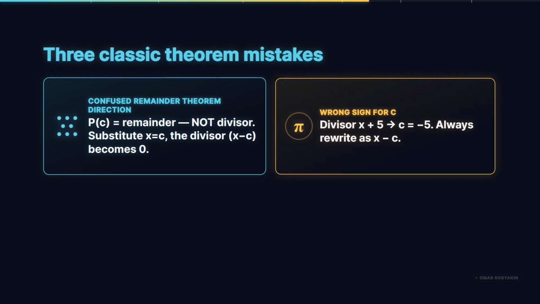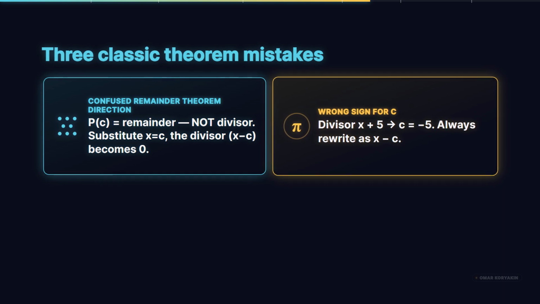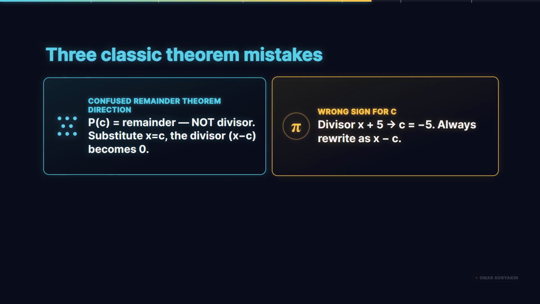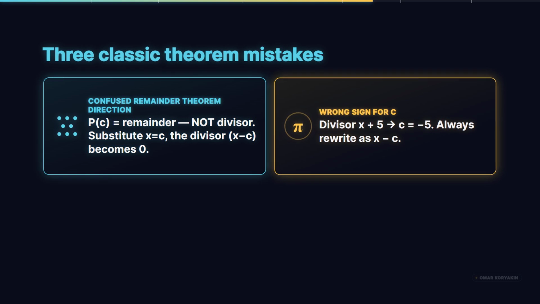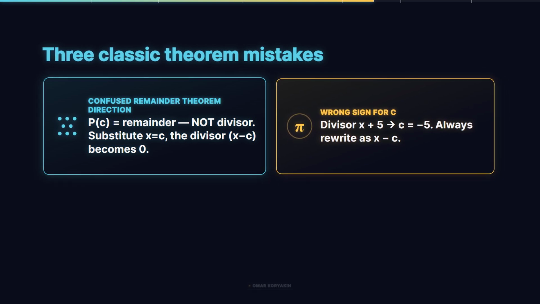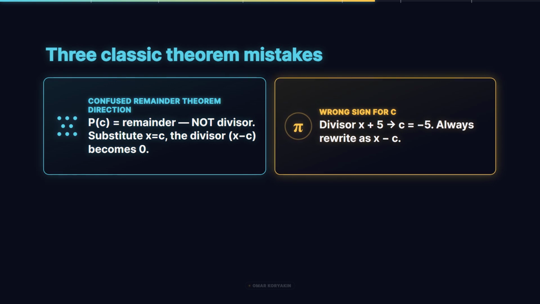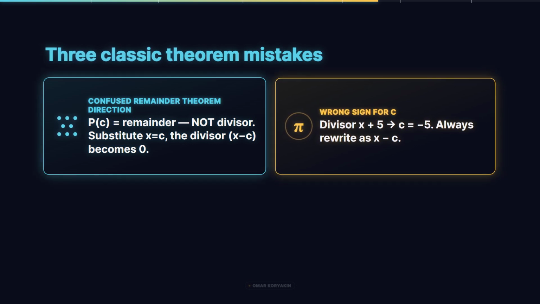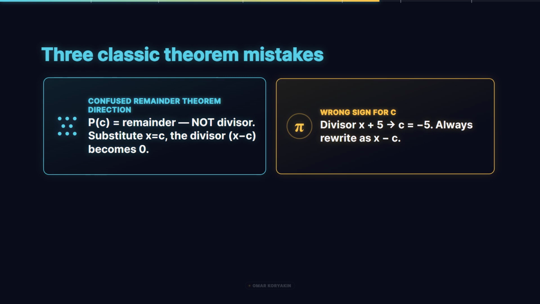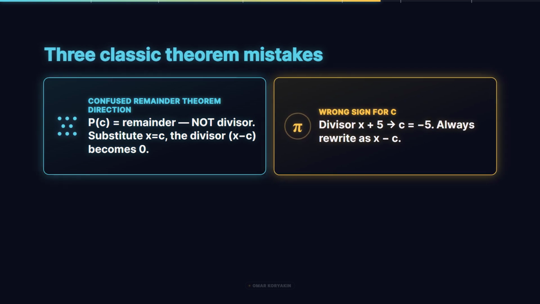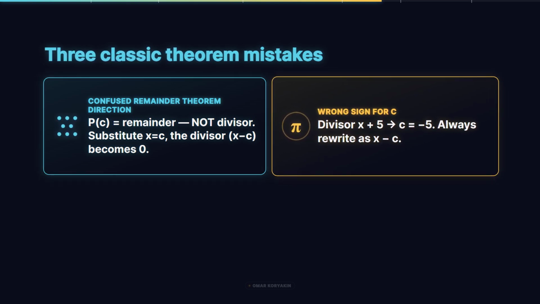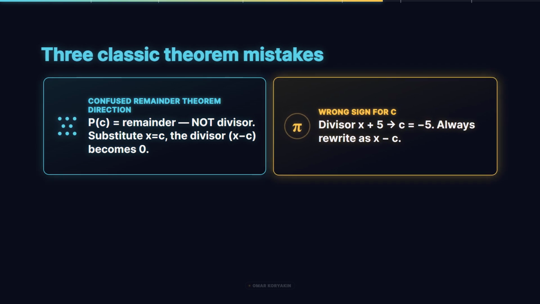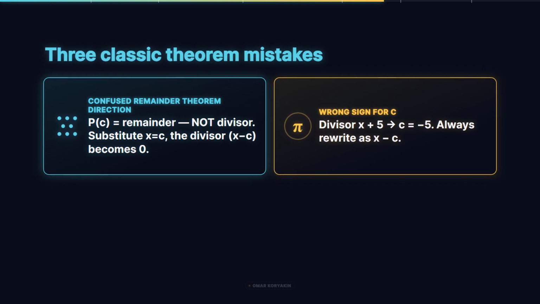Second mistake: getting the sign of c wrong when extracting it from the divisor. A student looks at the divisor x plus 5 and uses c equals plus 5 in the synthetic division tableau and the remainder theorem evaluation, when actually c equals negative 5, because the divisor must be in the form x minus c. Plus 5 would be correct only if the divisor were x minus 5. The fix is to always rewrite the divisor explicitly in x minus c form before extracting c. The sign flip is critical and corrupts every downstream calculation if missed.